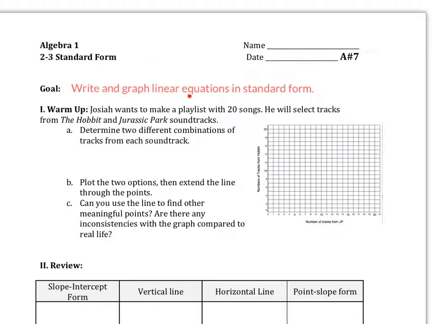We're going to plot those two options. Then you're going to extend the line through the points. Lastly, can you use the line to find any meaningful points? And are there any inconsistencies with the graph compared to real life? So pause now and come back and check.